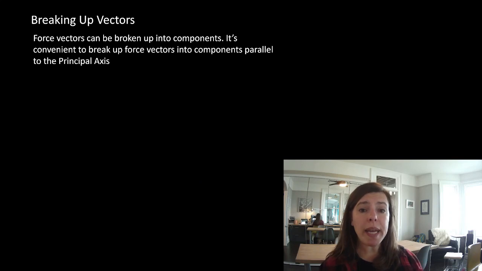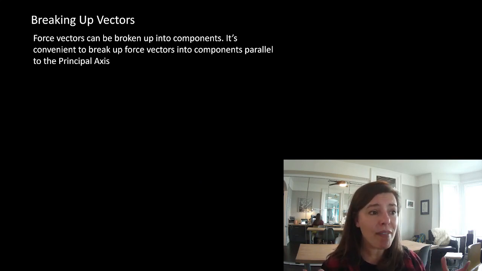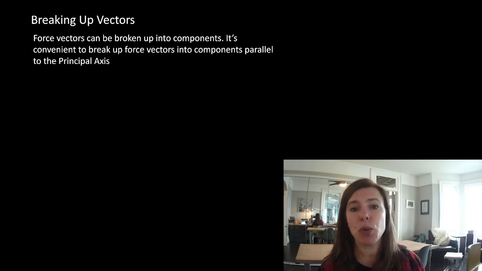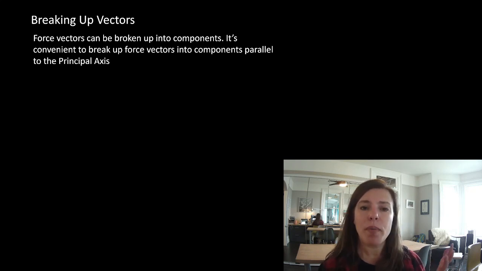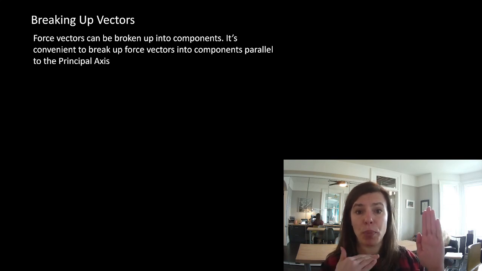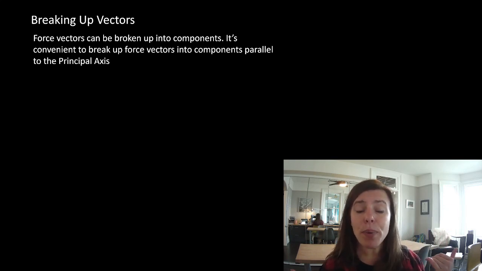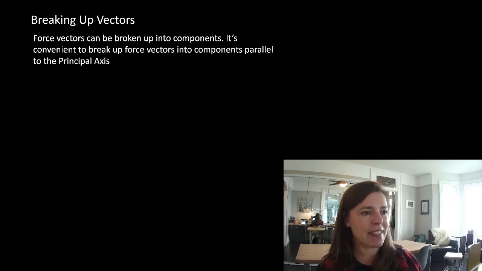Okay, we can break vectors up as well. If we have a vector, we could break it up into its parallel components. Remember I said if they have a subscript x, y, or z, that means it's on a principal axis? Well, that can be really handy for us, and we'll talk about that in a few minutes. But for those of you that remember right angle triangles, it's going to be super handy.